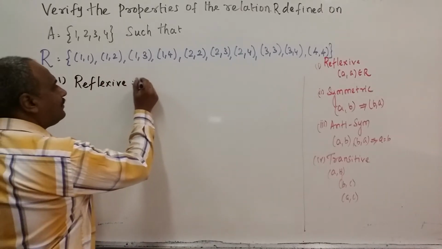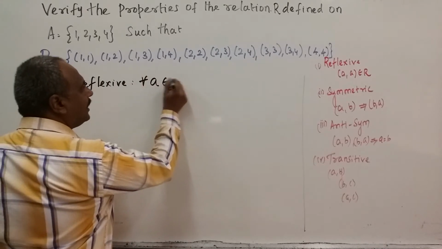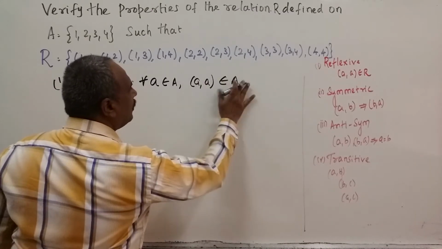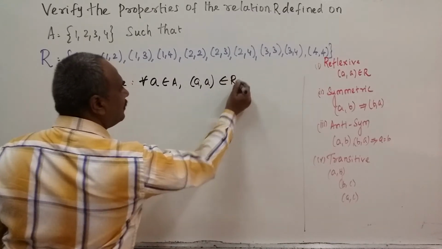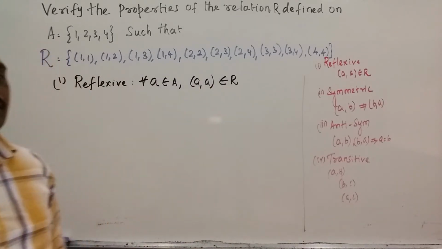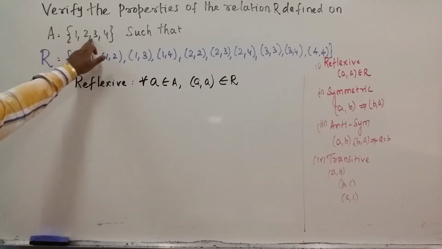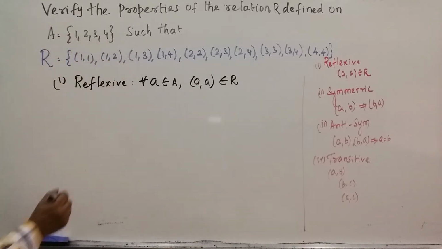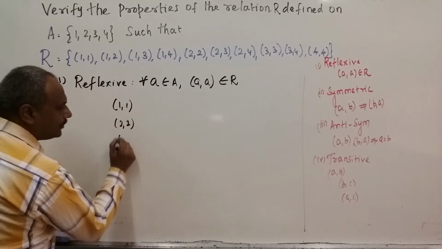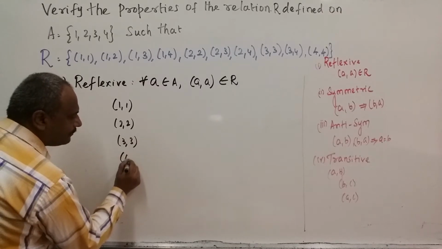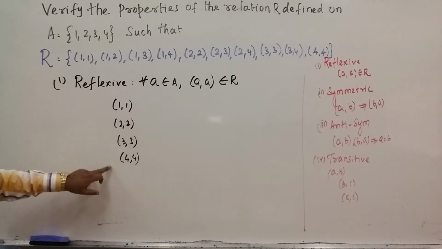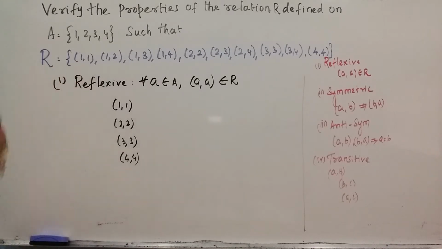For reflexive, we have given the rule: for all a belongs to A, (a, a) belongs to R. Here I am having 1, 2, 3, 4. I am having 4 numbers. So for reflexive, I am going to check (1,1), (2,2), (3,3), (4,4). I am going to check whether these elements exist in the relation or not.